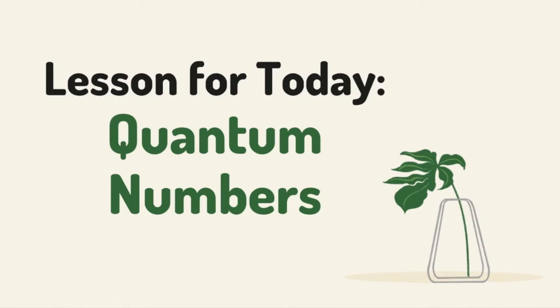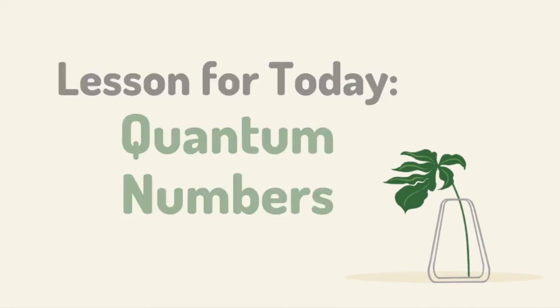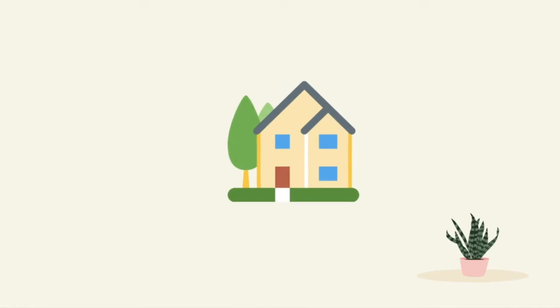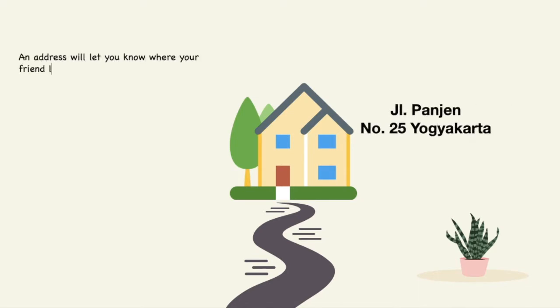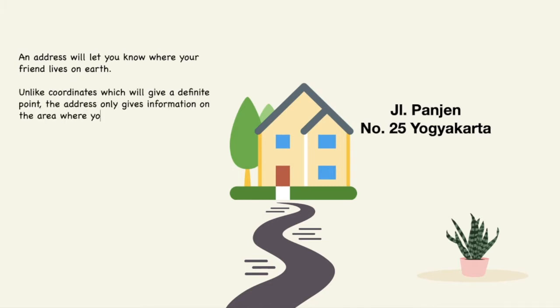Today's topic is quantum numbers. What are quantum numbers? When you want to go to your friend's house for the first time, you will need an address. An address will let you know where your friend lives on the earth. Unlike a coordinate, which gives a definite point, the address only gives information on the area where your friend lives. He can be in the room, in the living room, or the yard.